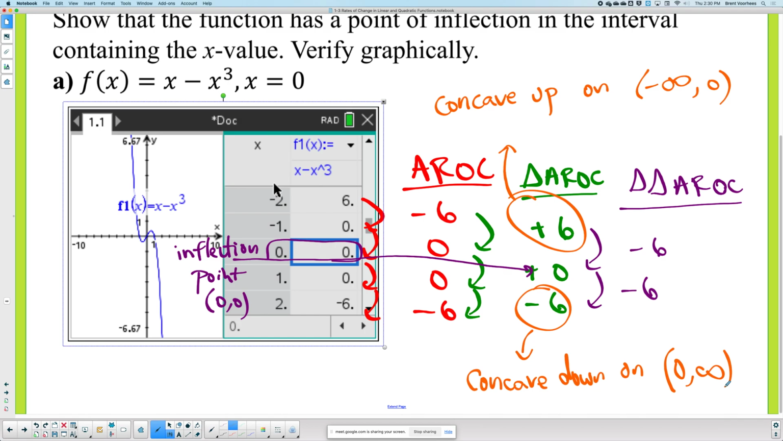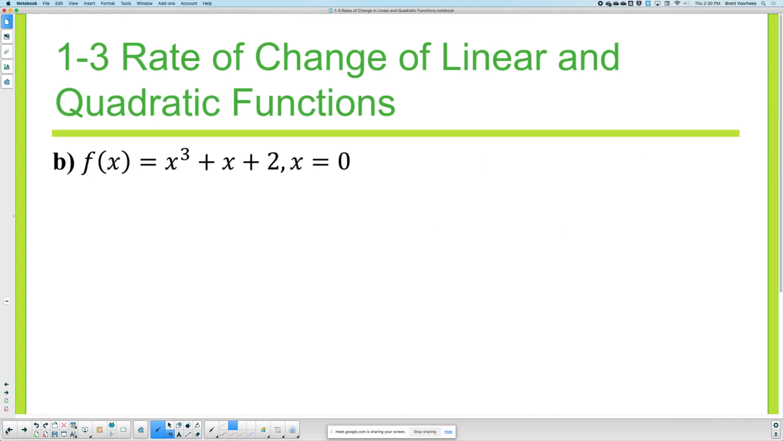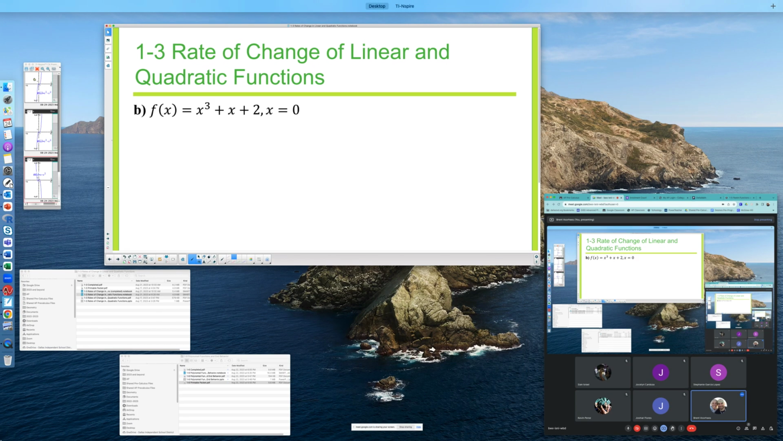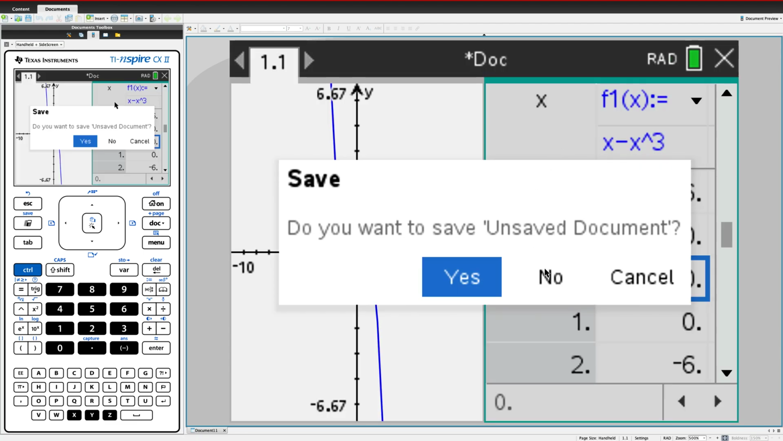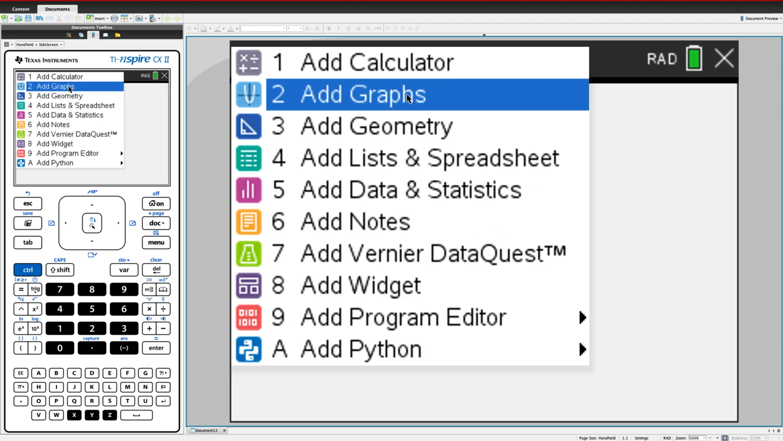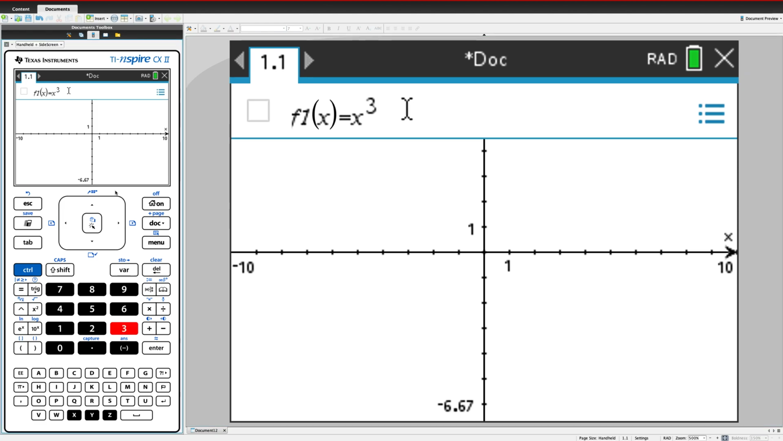Fun stuff. All right, we got a couple more of these, just to make sure we really know them well. All right, let's look at this one. x cubed plus x plus 2. Was it plus x plus 2? Yes.